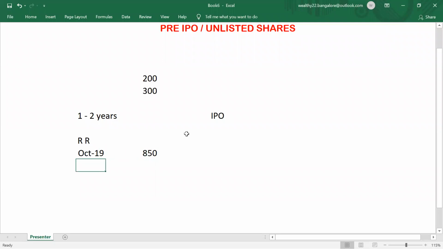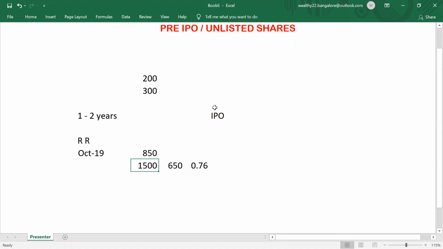So from there on, if you look at it today, any customer who had bought it at 850 during that point in time, the price today is almost closer to 1,500 rupees. So the gain for this particular customer in a matter of 1 year is almost 650 rupees per share, which means almost 70% gains that the customer made in just a matter of 1 year.